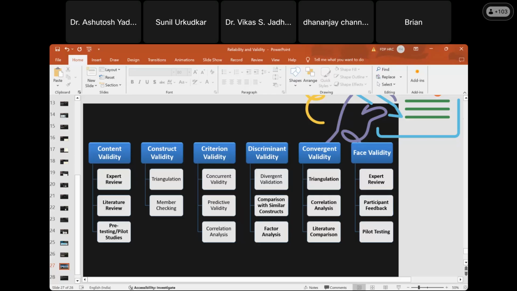For criterion validity, for concurrent validity, we can compare the study's findings with other established and valid measures to see if they align. For example, if we are studying stress, we can compare our findings with validated stress scales. For predictive validity, we can use the findings to make predictions about future outcomes and then verify these predictions against the actual outcomes. For correlation analysis, we can assess the correlation between the study's measures and other relevant criteria to ensure that they align as expected. And for discriminant validity, we can have divergent validation, which ensures that the constructs measured do not correlate too highly with different constructs. They should theoretically not be related.